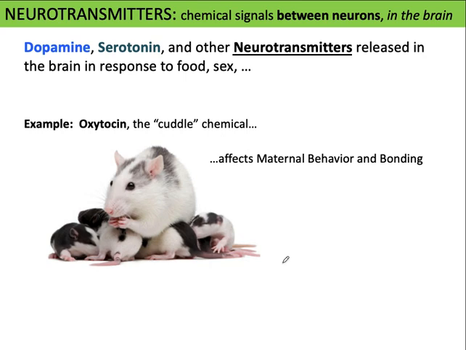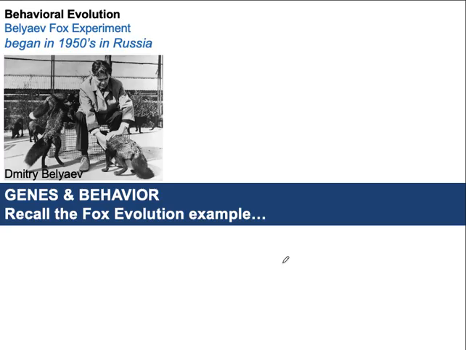Okay, so how do these things evolve? How does behavior evolve then in the context of hormones and neurotransmitters? Okay, so we went over this study earlier in the course, and so think back to it. Here the purpose is to drive home the mechanism. In the 1950s, there was an experiment in Russia involving the breeding of foxes. This is a classic study in behavioral evolution.